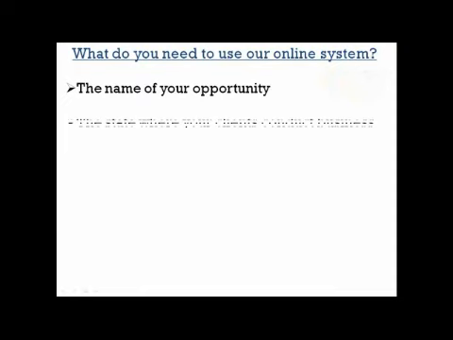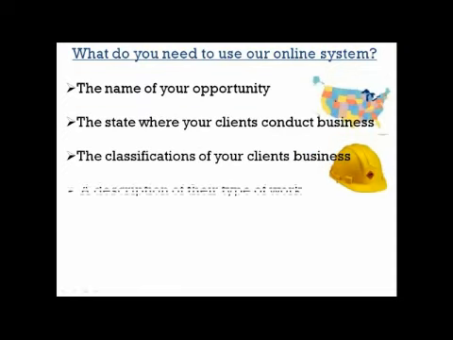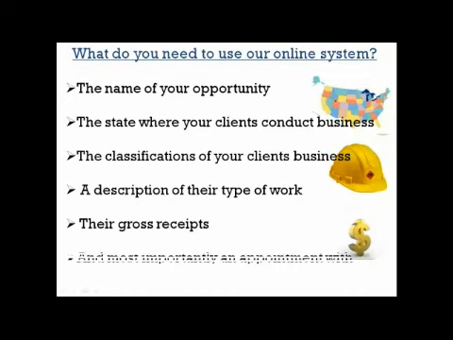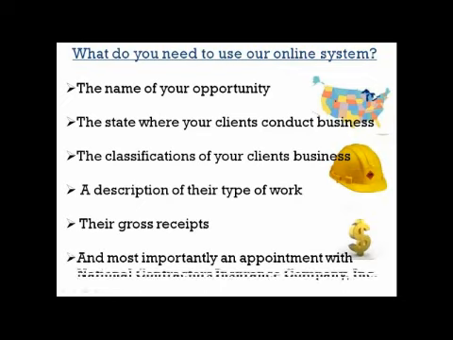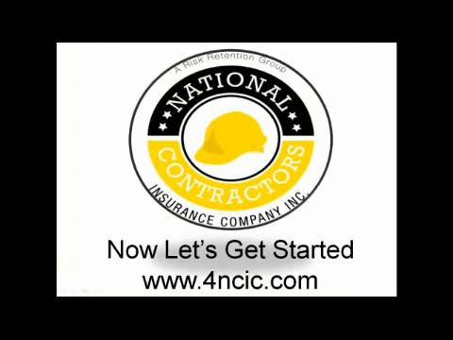It's simple. The name of your opportunity, the state where they conduct business, the classification of your client's business and/or a description of their type of work and gross receipts. But most importantly, an appointment with National Contractors Insurance Company. You can price indicate anywhere with internet access. It's fast, simple, and precise. Now let's get started.